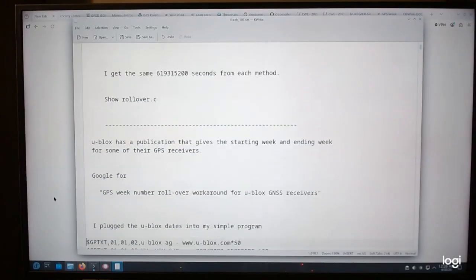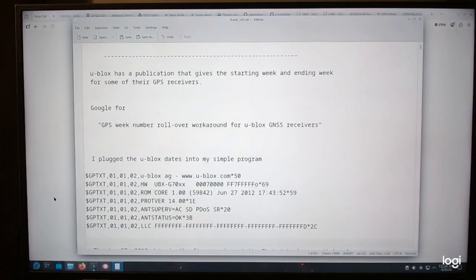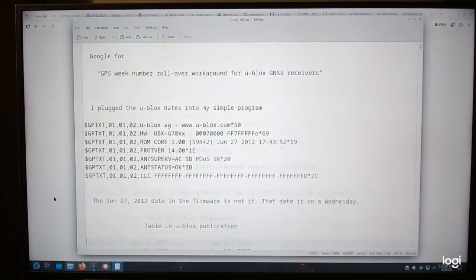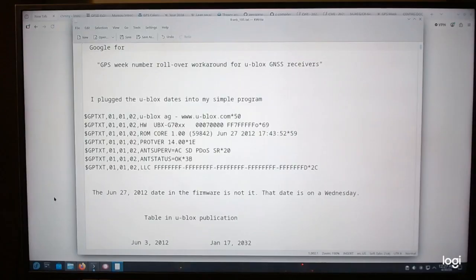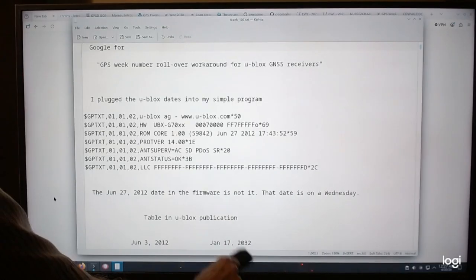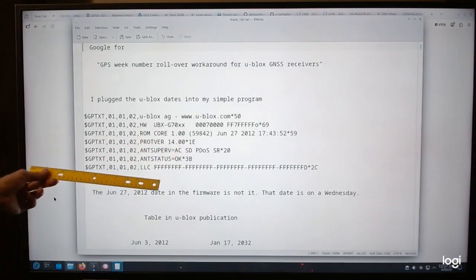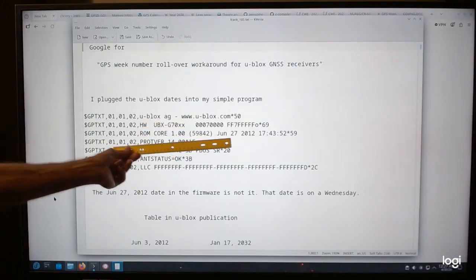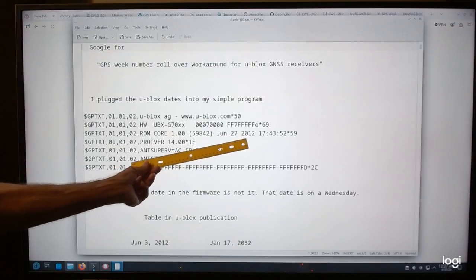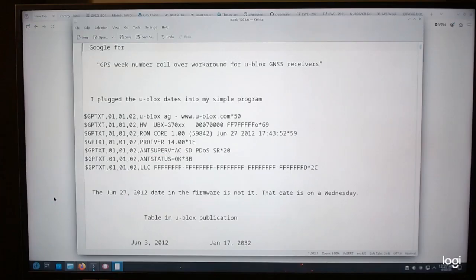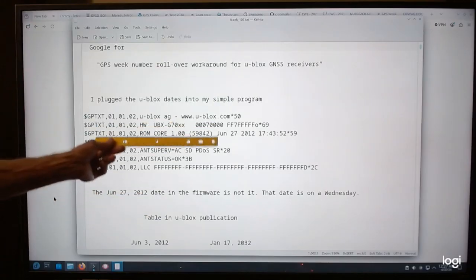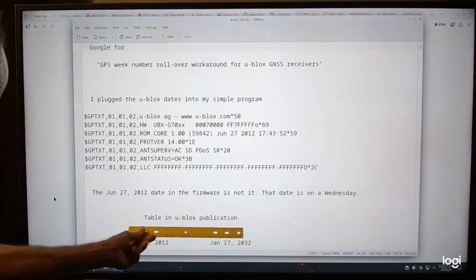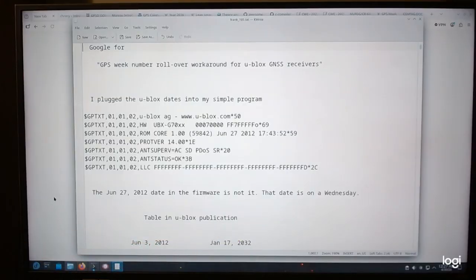All right, let me skip down here now. I wonder where I'm at right here. Oh, let me just kind of show you this too. So if I've got my uBlocks receiver right here, and I capture that video, those sentences when it first comes up. Now there is a date in the ROM code right there, but that's not the date for the rollover. It's in the publication. You have to look in the table in that uBlocks publication.